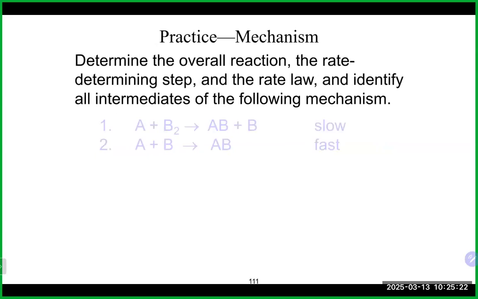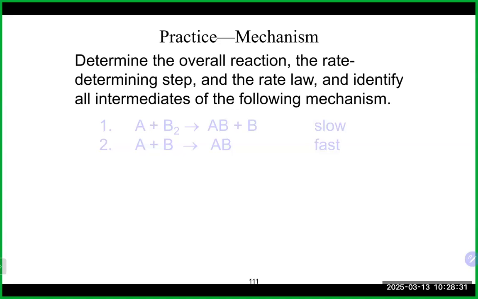All right. So let's try one more here. Determine the overall reaction for this mechanism. Also determine which one is the rate determining step, and identify any intermediates in this case. So a little different type of mechanism problem. In this case, we want to come up with everything based off of the mechanism that we see.